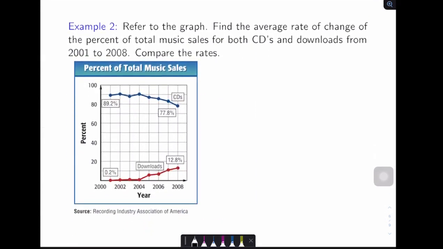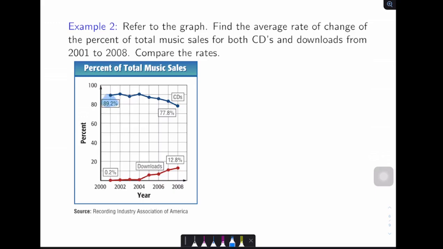All right, so here's another example. Here I can definitely tell that it's not a nice linear thing, but whatever, okay. Refer to the graph. Find the average rate of change from the percent of total music sales for both CDs and downloads from 2001 to 2008. Compare the rates.